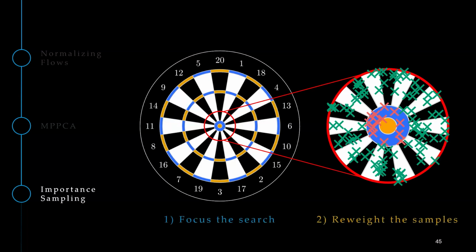And so I use this example to really highlight the two steps of importance sampling, which is, first, we got to focus our search, but then two, you have to reweight your samples because they're now coming from some biased region of your search space.